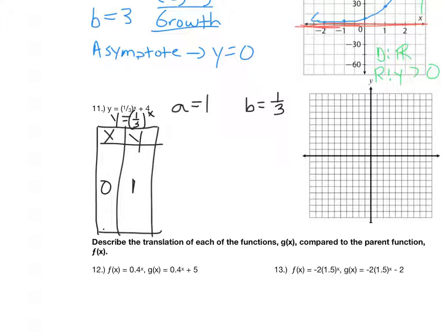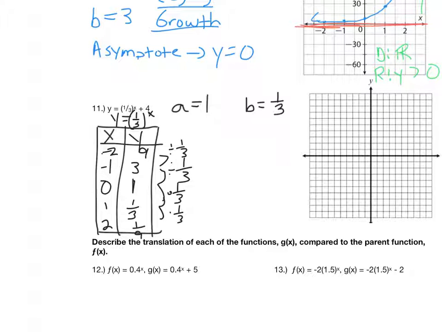All right, and what are we doing each time? We are multiplying by 1/3. So 1 times 1/3 would be 1/3. If we get another point, times 1/3 times 1/3 would be 1/9. All right, and if we're going backwards, that means we're going to be dividing by 1/3. So 1 divided by 1/3 is 3. If we divide by 1/3 again, 3 divided by 1/3 is 9.